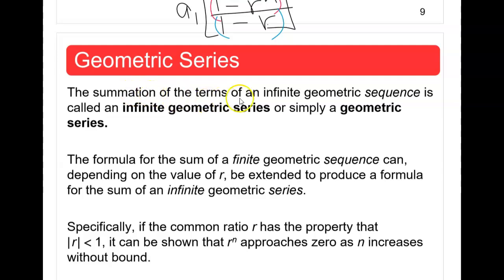So the summation of the terms of an infinite geometric sequence. So now we're moving out from finite going into infinite. It's called an infinite geometric series. So when you add the terms of the sequence, then it becomes a series, or simply a geometric series.